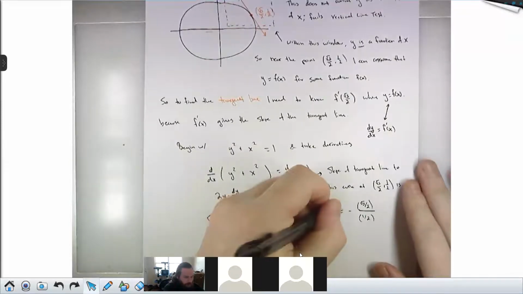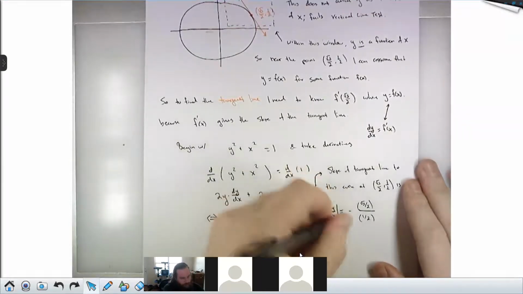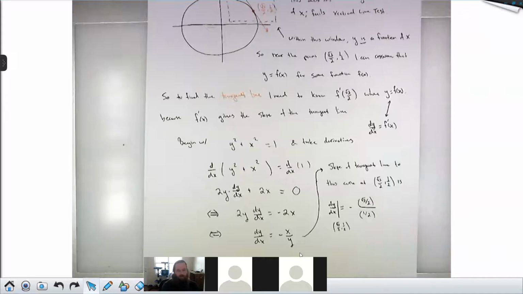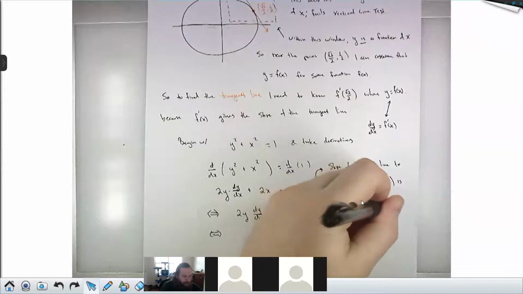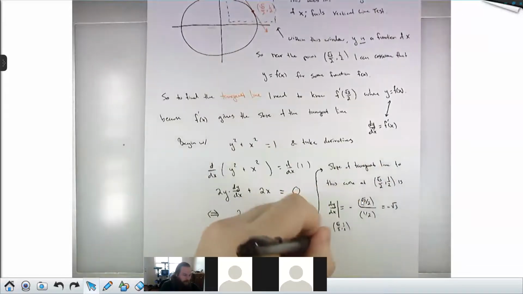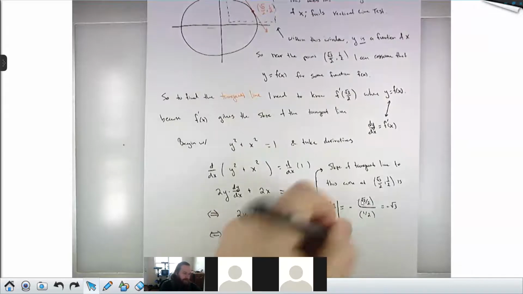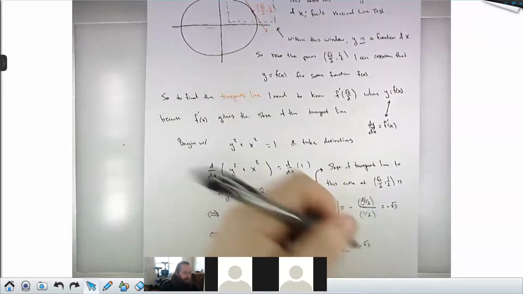If you like, there's a notation for evaluating this at a point. It's that vertical line. But I find that the notation gets a little bit cumbersome, so I probably would not write this part here normally. That's the slope of my tangent line. And if you clean this up, you just get negative square root of 3. So the slope of our tangent line, m tan, is just negative square root of 3.